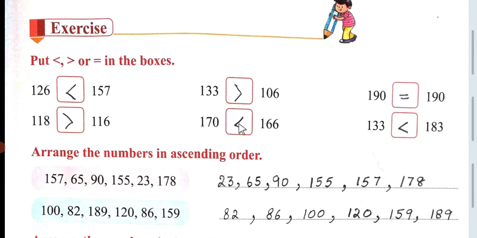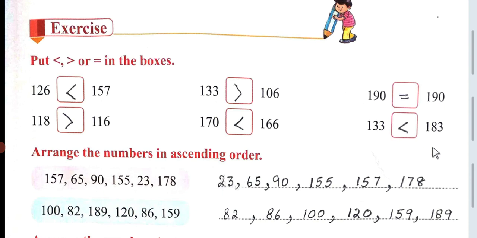I have put the sign like this because I want to show you that you can do it as ascending order also. In descending order also you can show that a smaller number is like this. So 192 is equal to 190, both numbers are equal, and 133 is smaller than 183.